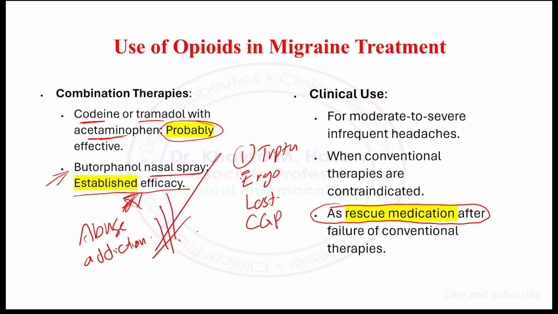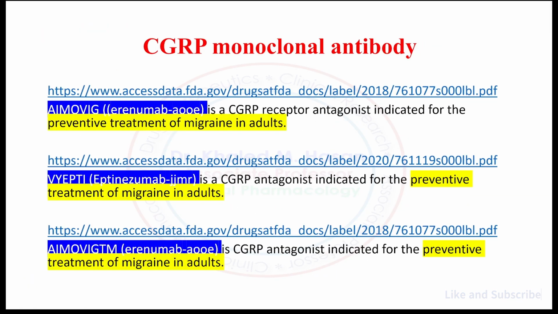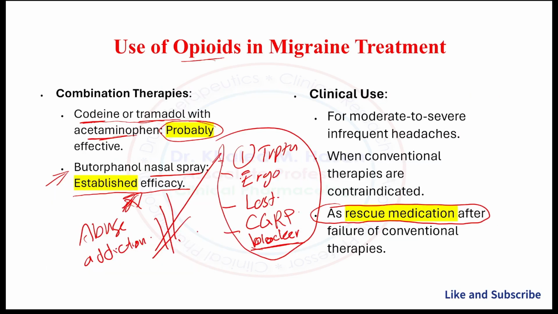We can try the list of medications, the CGRP blockers or antagonists. So we have a list of medications. If those are not effective, we can think about using some opioids such as codeine, tramadol, and so on. It's not popular in clinical use for migraine. Almost done with this group of medications. I will go back again to remind you: triptans, ergotamine, lasmiditan, CGRP blockers or calcitonin gene-related peptide antagonists, and opioids if you add them to the list.